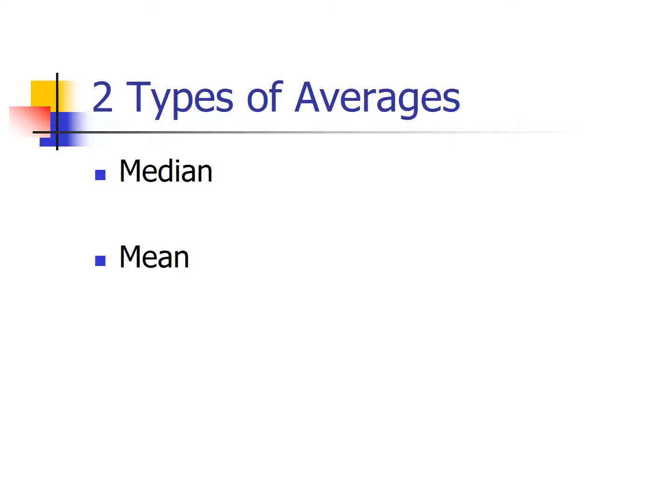Now, our book talks about two main types of average, two ways of measuring the center: the median and the mean. You've probably been exposed to a third one, that is the mode. We'll talk briefly about that, even though it's not in our textbook. I think it gives a more complete picture of what's going on.